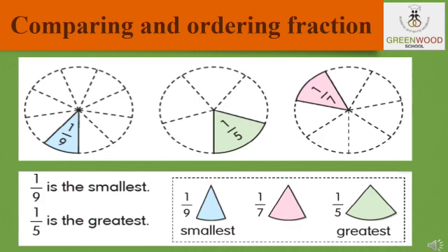Now we have 3 questions. Which fraction is the smallest? Which fraction is the greatest? And arrange the fractions from the smallest to the greatest. As you can see in the picture, 1 by 9 is the smallest fraction, while 1 by 5 is the greatest. So that means the larger the denominator, the smaller the fraction becomes, and the smaller the denominator, the greater the fraction becomes, while 1 by 7 will stay in the middle.